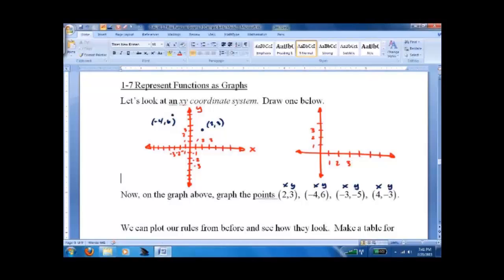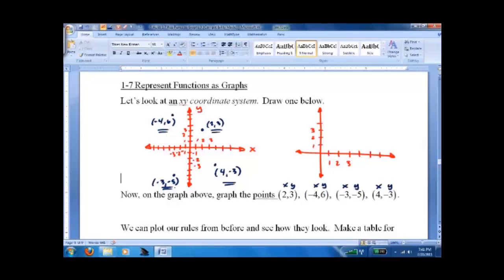-3, -5. 1, 2, 3, and down 1, 2, 3, 4, 5. That's -3, -5. And 4, -3. 1, 2, 3, 4, and down 1, 2, 3. This is 4, -3.